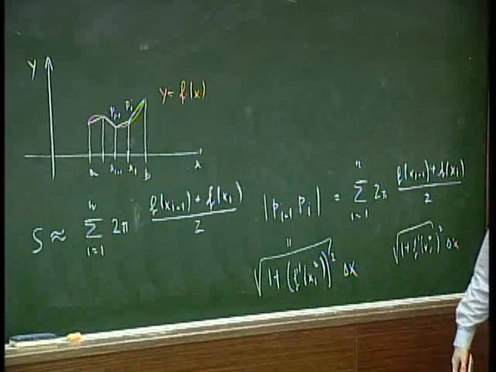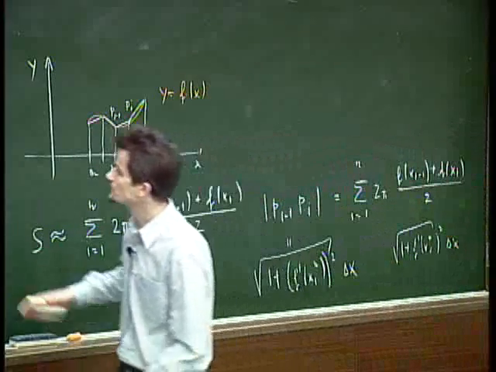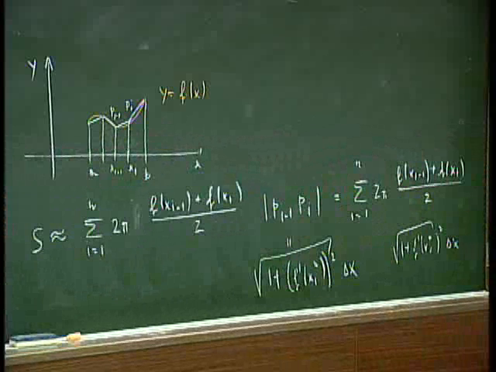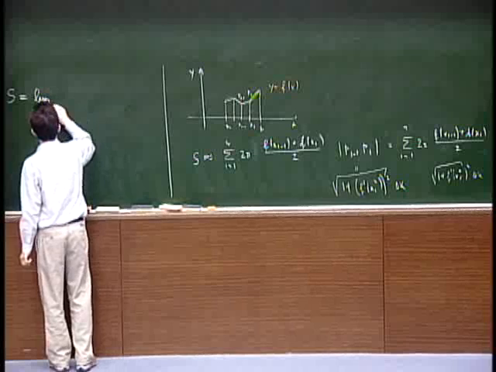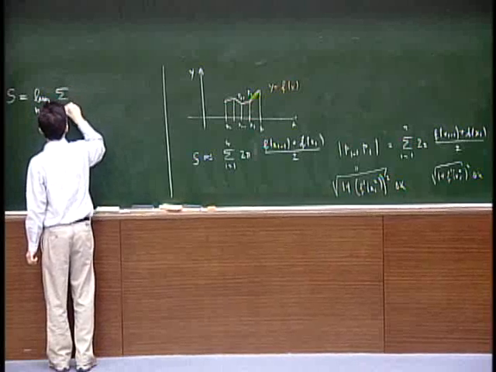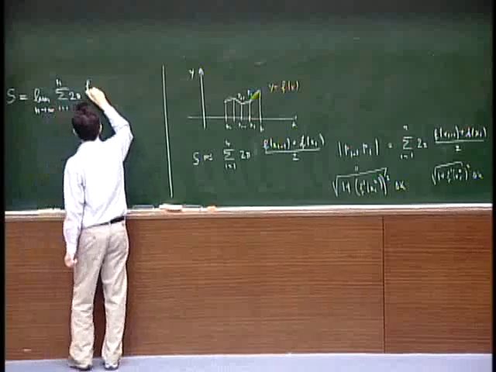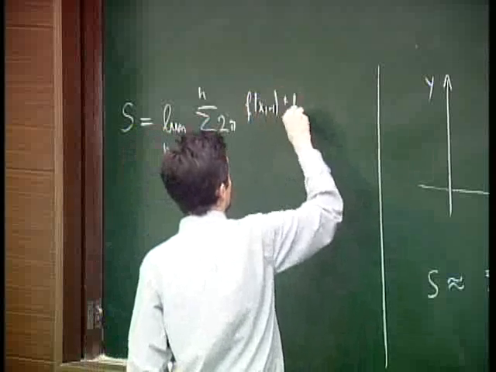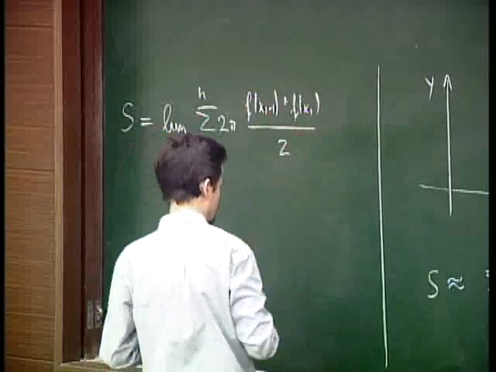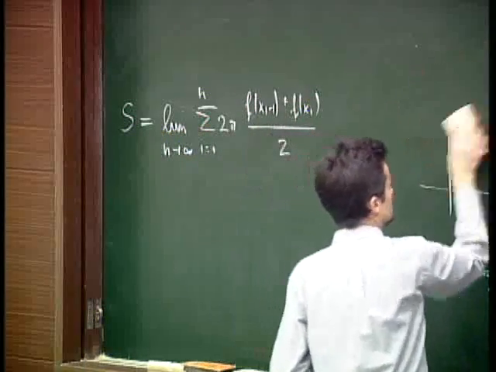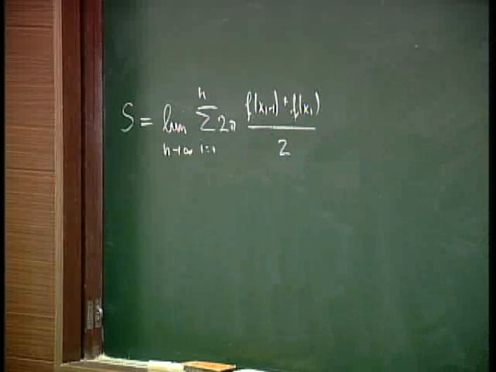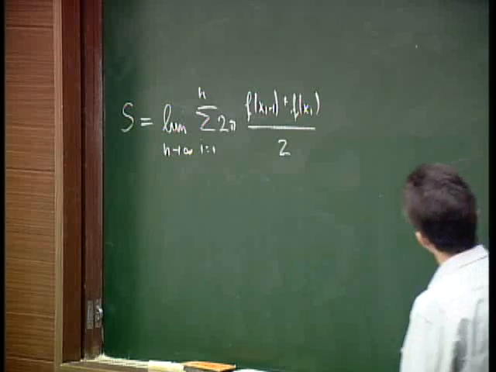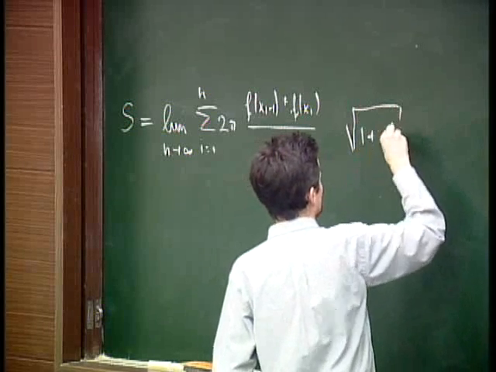And now we let n tend to infinity. So the surface area will be defined as the limit, n tends to infinity, of the sum i from 1 to n, 2 times pi times (f of x_{i-1} plus f of x_i) over 2, times this here, so times the square root of 1 plus the derivative squared, times delta x.